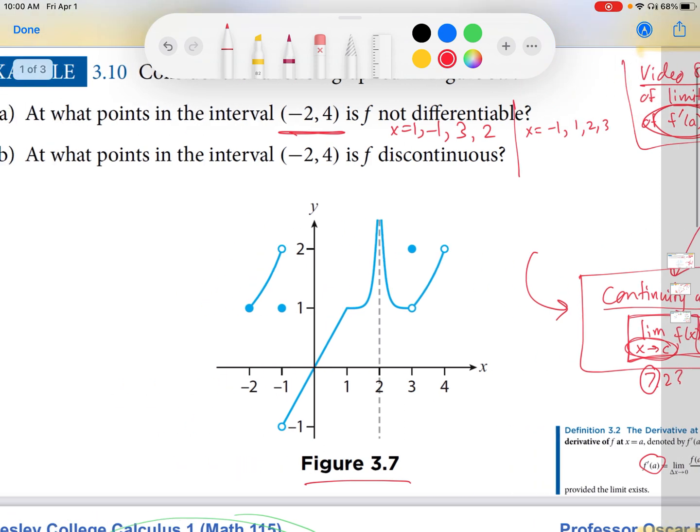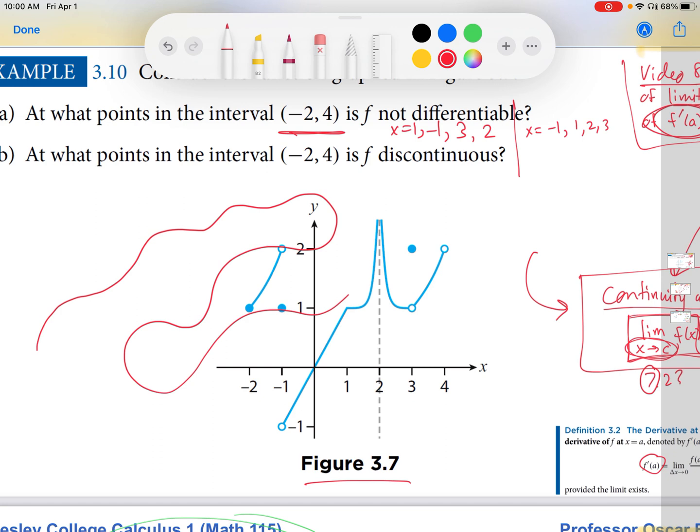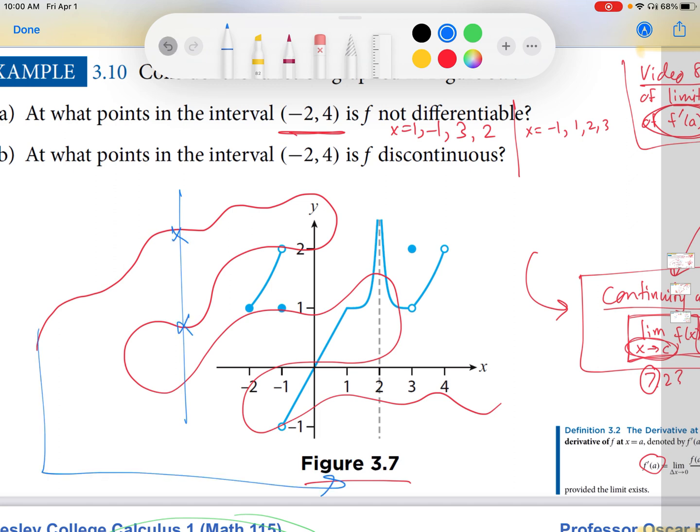Okay, but long story short, when you're looking at a graph, remember the takeaway: a function is continuous if you can draw its graph without lifting your pencil, right? So this comes out of the intermediate value theorem. This is a continuous curve that I've drawn. It's not a function because it fails the vertical line test at a bunch of places, right?